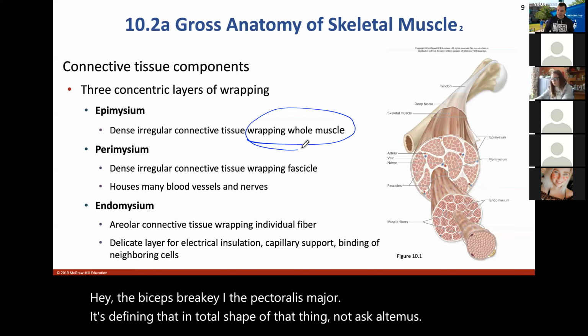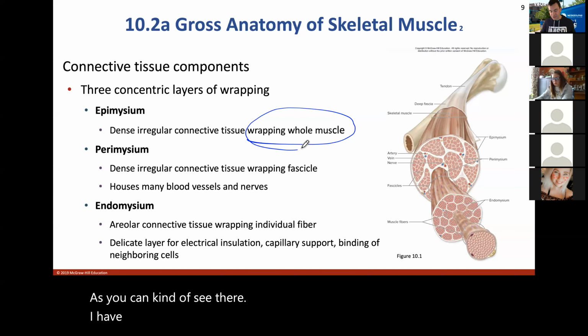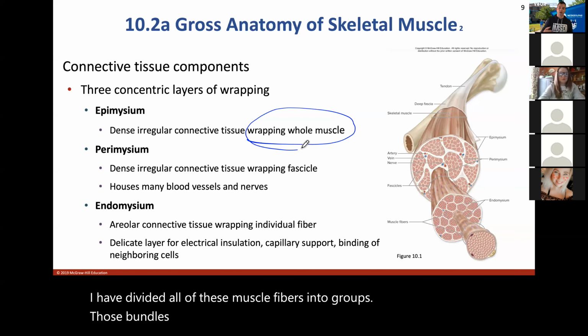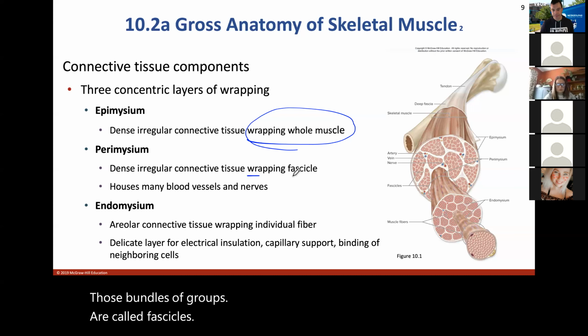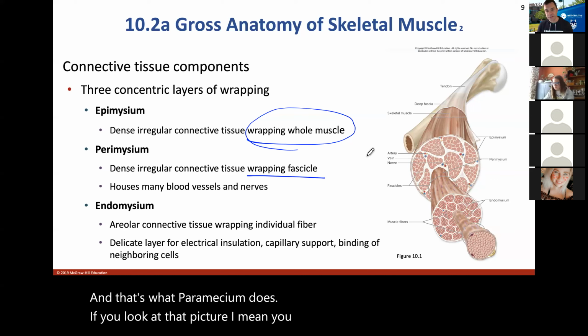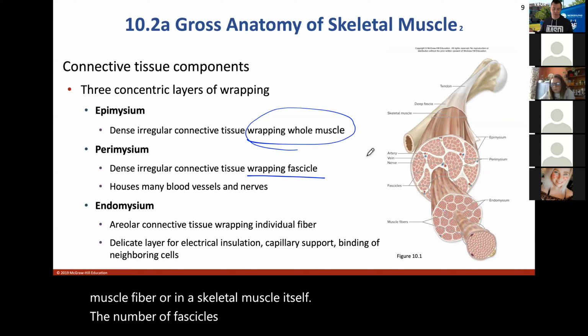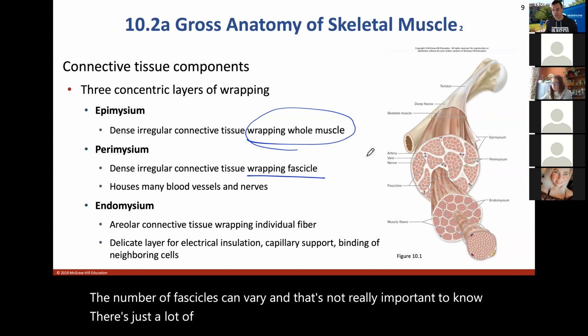As you can see there, I have divided all of these muscle fibers into groups. Those bundles of groups are called fascicles. And that's what perimysium does. If you look at that picture, there are a lot of fascicles in the skeletal muscle itself. The number of fascicles can vary, and that's not really important to know. There's just a lot of them. That's all you really need to know.